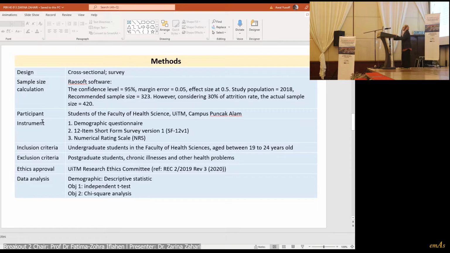We included the undergraduate students in the Faculty of Health Sciences, aged between 19 and 24 years old, and we excluded postgraduate students and those with chronic illnesses and other health problems. We received ethics approval from UiTM, and the data were analyzed for demographics and independence tests, including chi-square.